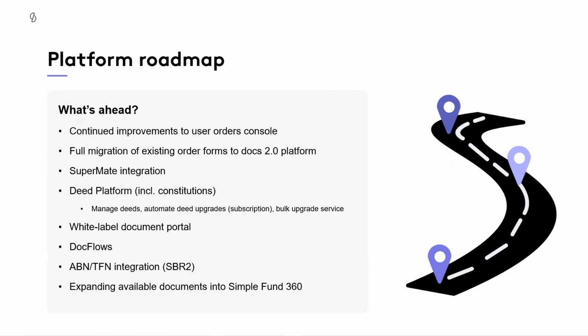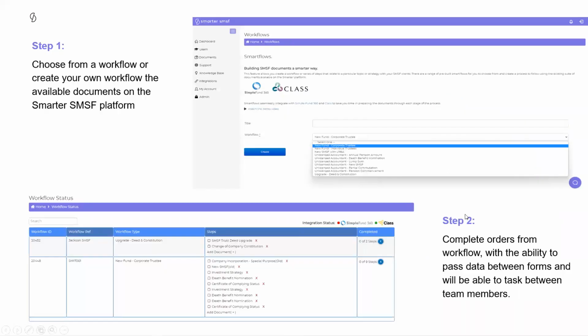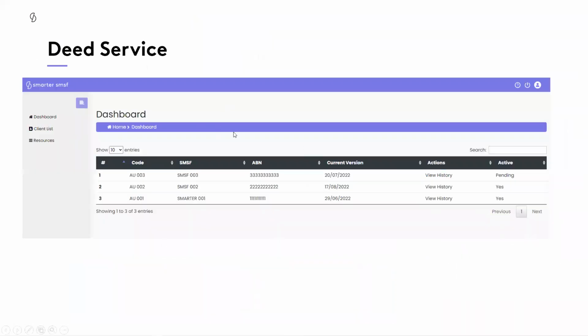We are continuing to work on our deed platform in terms of managing deeds, utilizing our automated deed upgrade, using our bulk upgrade service as well. So I'll come back to that one in a second. So you're going to have the ability here to manage all of your deeds online, track the histories. You'll have a full integration into Class or BGL and Supermate to be able to import that information, not only manage the deeds, sign up if you want to have an automated update service, not only in respect to the fund, it'll be the company. There'll be a whole range of things that we're moving to in that regard.